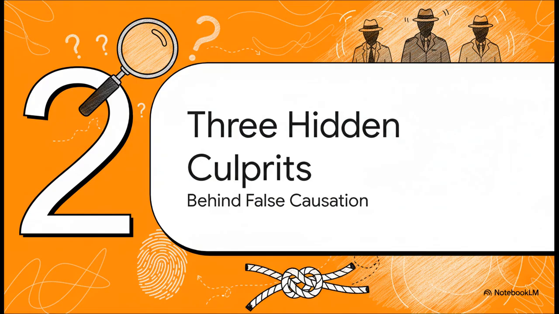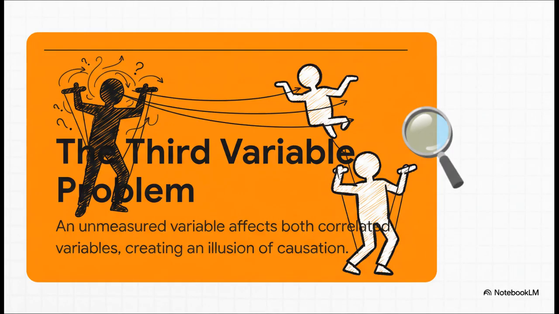So, when our spidey sense is tingling, when we see a correlation that just feels off, it's time to put on our detective hats. Because it turns out there are usually three main suspects, three hidden culprits that create this illusion. So let's go unmask them. All right, culprit number one. This is the big one, probably the most common one you'll ever see. It's called the third variable problem.